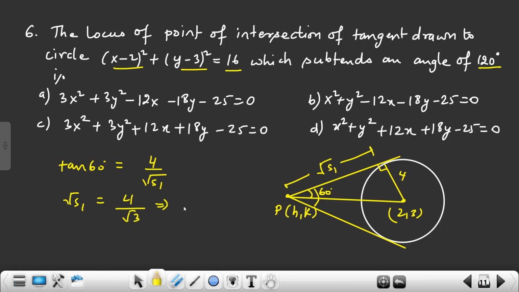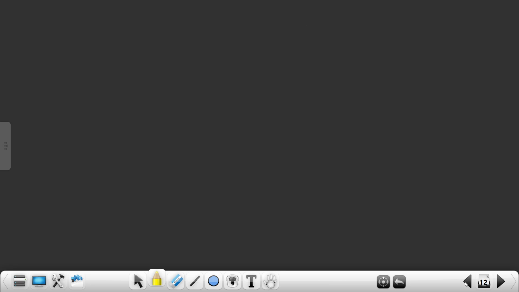So now let's square on both sides. So it is 3s1 equals to 60. Now how to find s1? You have known already. So let's open this first equation of circle. (x minus 2) whole square plus (y minus 3) whole square equals to 16.